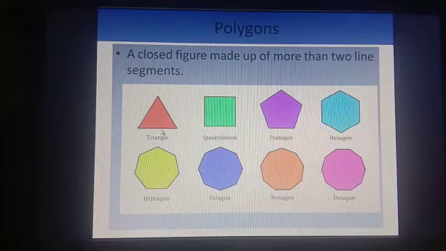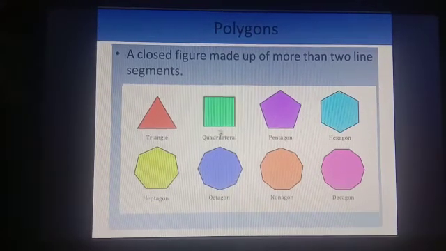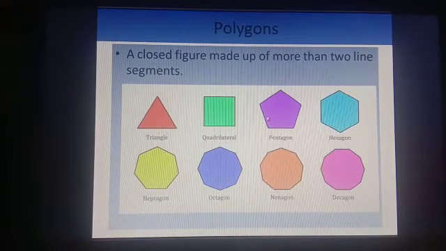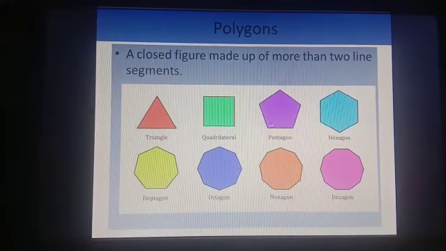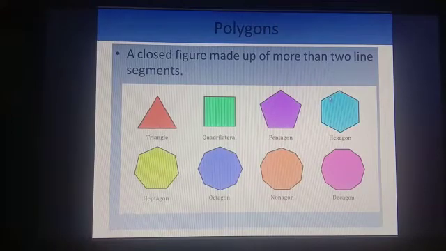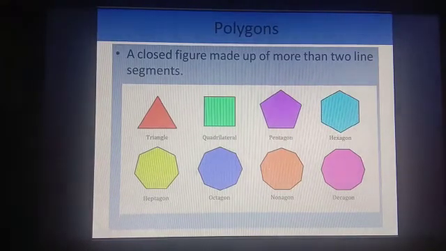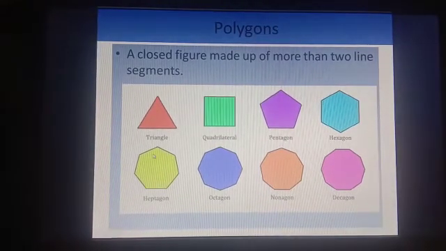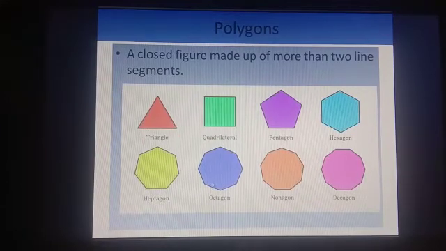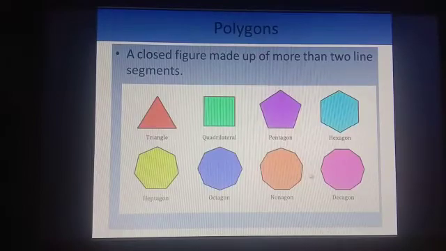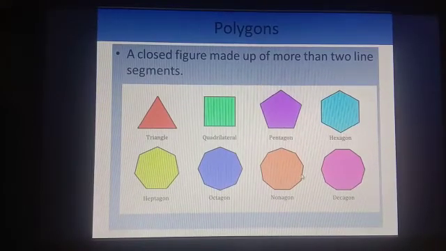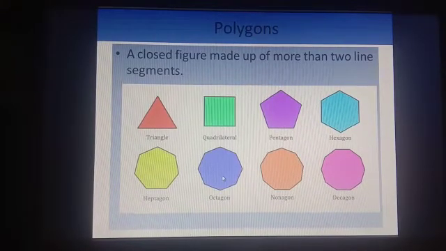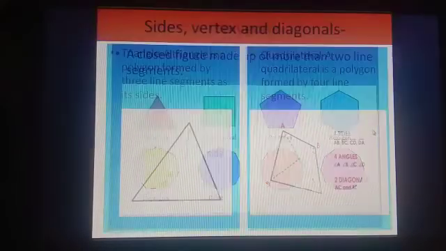First, triangle. A triangle has 3 sides. Quadrilateral has 4 sides. Pentagon has 5 sides. Hexagon has 6 sides. Septagon has 7 sides. Octagon has 8 sides. Nonagon has 9 sides, and decagon has 10 sides.